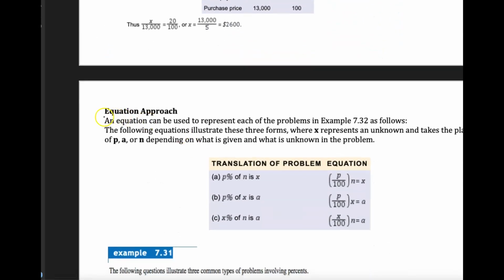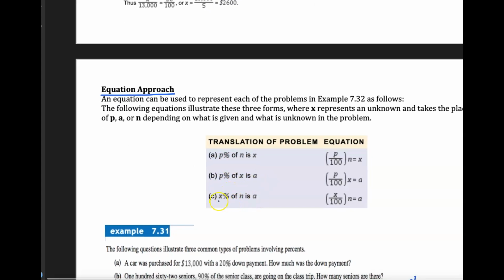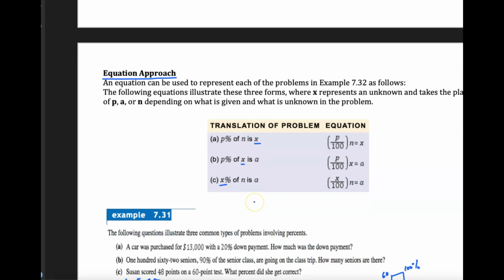Next is thinking more specifically about equations. Some students memorize these equations that come up: something percent of n is x, what percent of x is a, what percent of n is a. So we have these scenarios where you have a missing value. x is the unknown. You know the percent of something is x, or the percent of what is a. You're given some values and you're looking for those missing values.